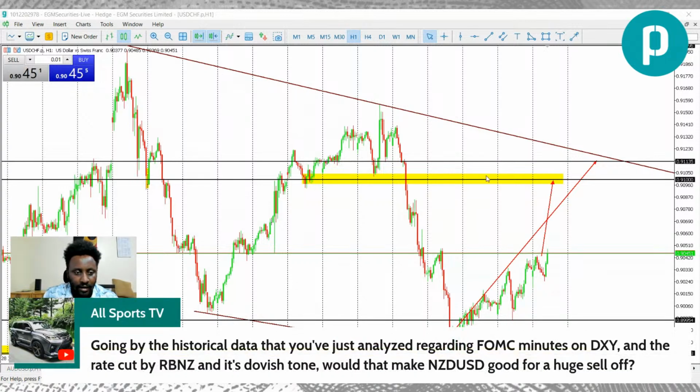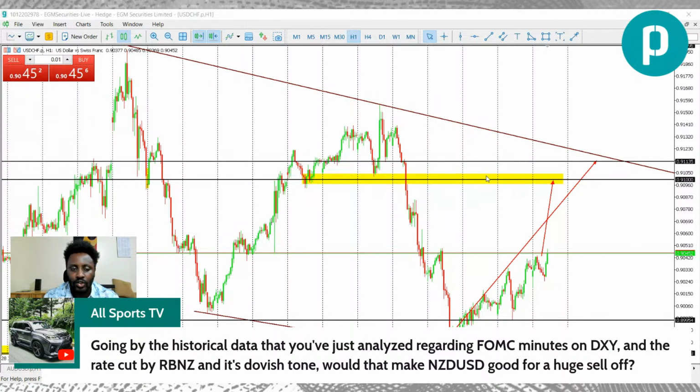So one of them, going by the historical data that you've just analyzed regarding the FOMC minutes on DXY and the rate cut by the Reserve Bank of New Zealand and its dovish tone, would that make the New Zealand USD good for a huge sell-off? Well, what we have seen is that the New Zealand dollar has actually gained instead of losing after a massive 50 basis point cut. So this means that news were already priced in.